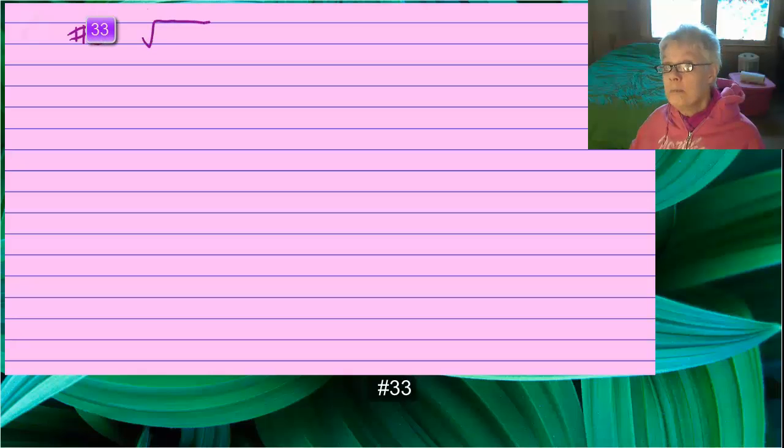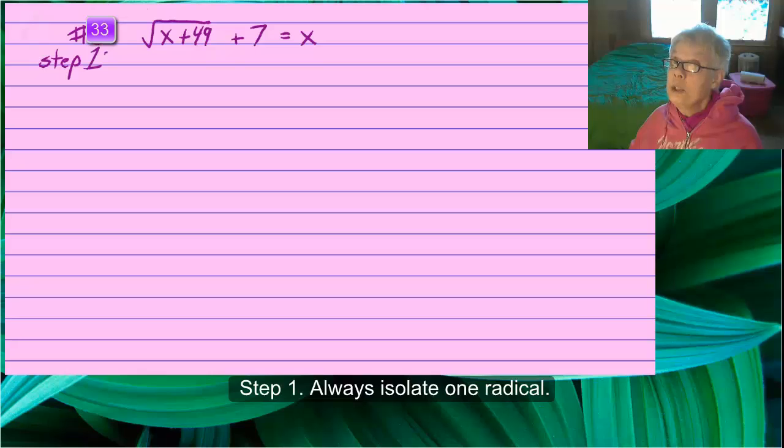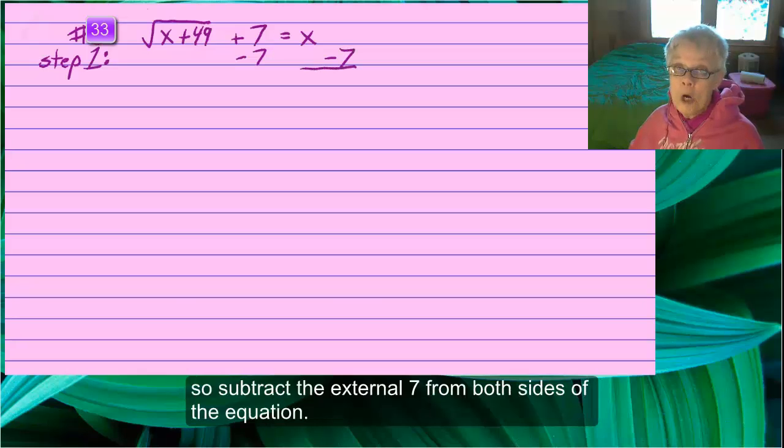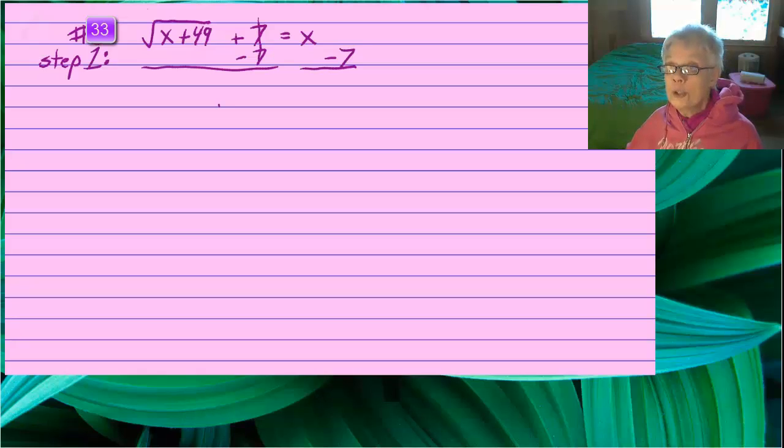So the problem is number 33, which is the square root of x plus 49 plus 7 equals x. There are steps you have to follow. The first one is to always isolate the radical. In this problem, you have only one radical. So subtract the external 7 from both sides.